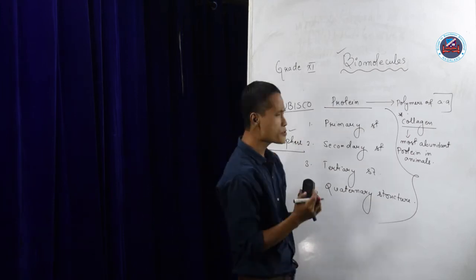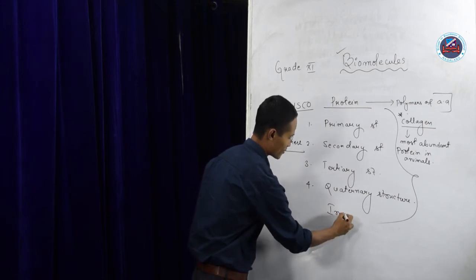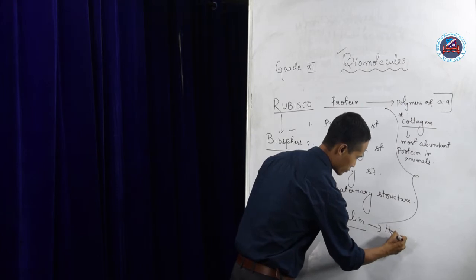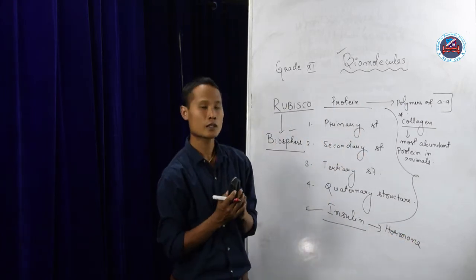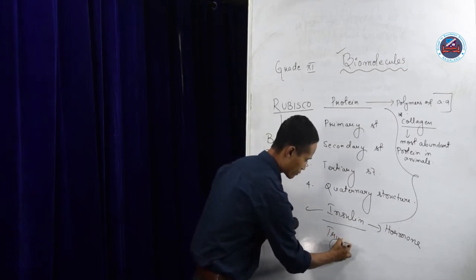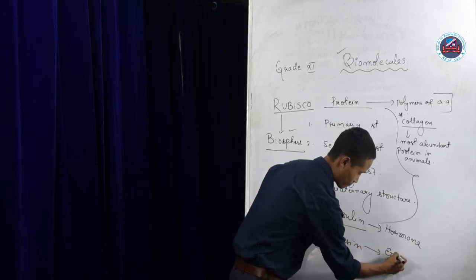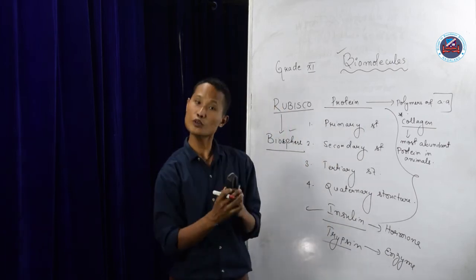Okay, if I say insulin, let's take an example. You know insulin, right? Insulin is a what? Hormone. It's a hormone. But remember that insulin is a protein. If I say trypsin, trypsin is an enzyme. But remember that even trypsin is a protein.